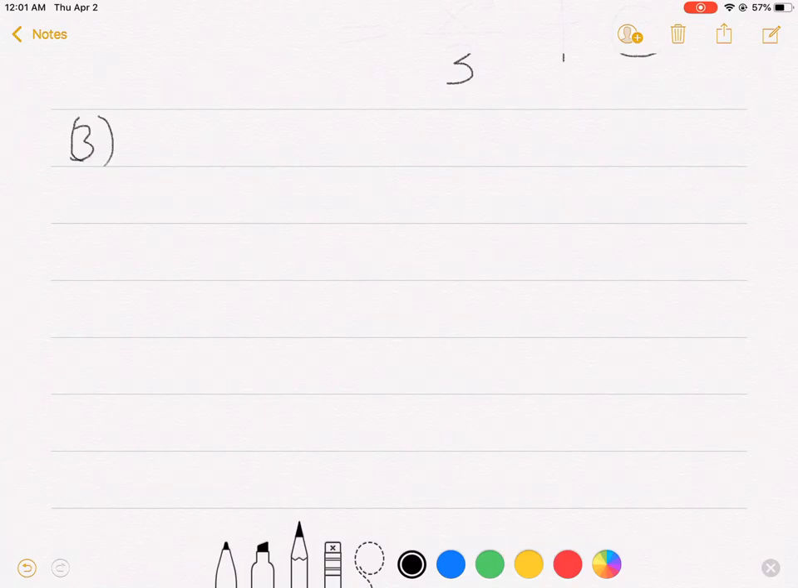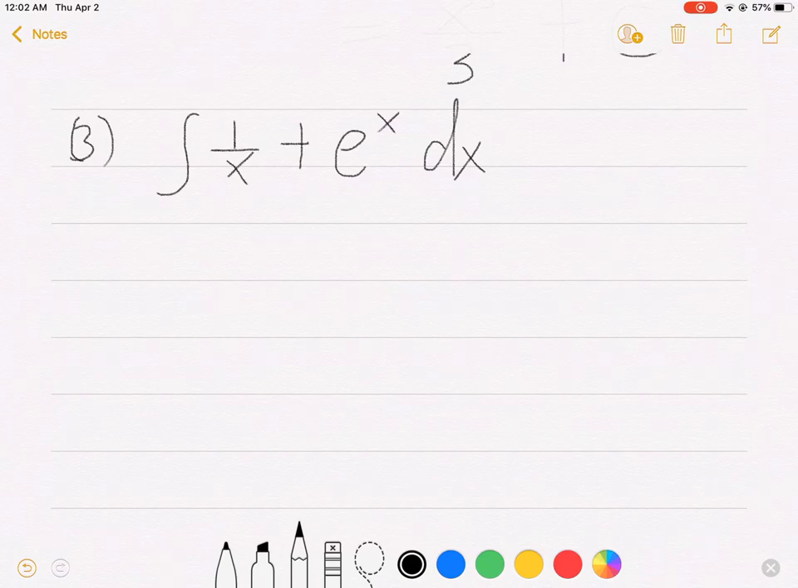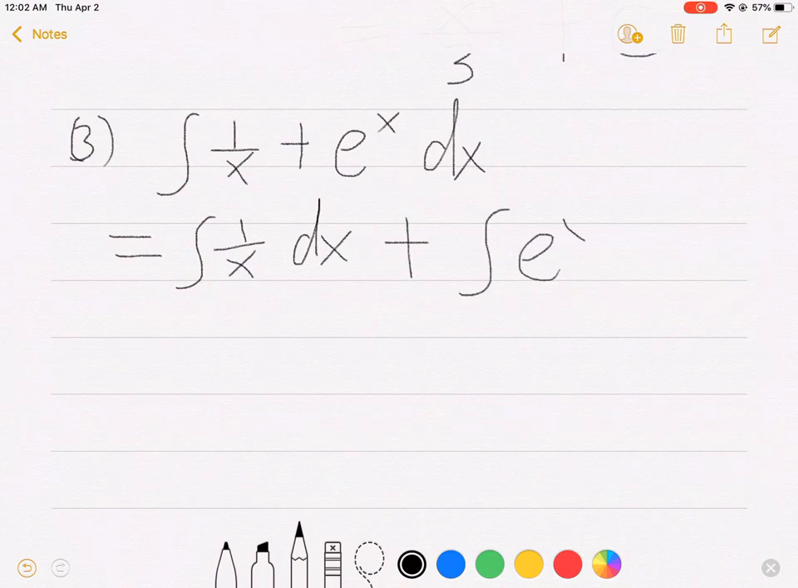The third example, the integral of 1 over x plus e to the x dx. Okay, we have the property we can separate, right? We need to find the antiderivative for the integral of 1 over x dx plus the integral of e to the x dx.